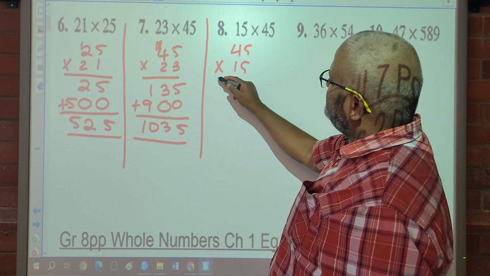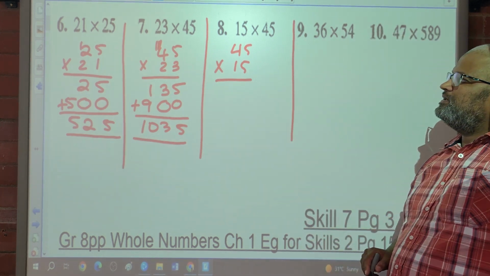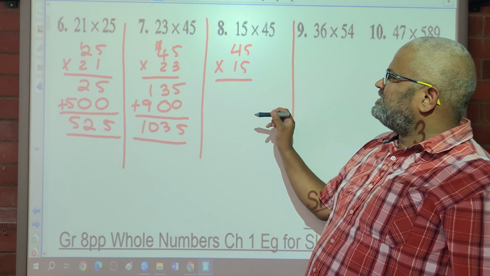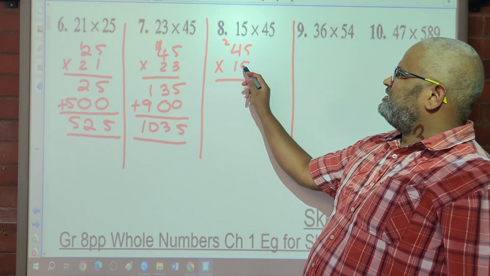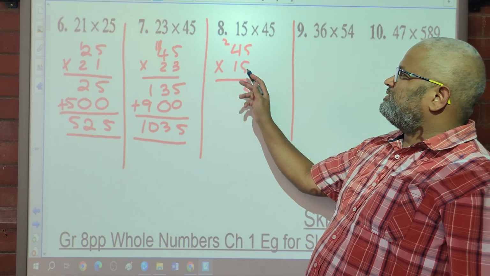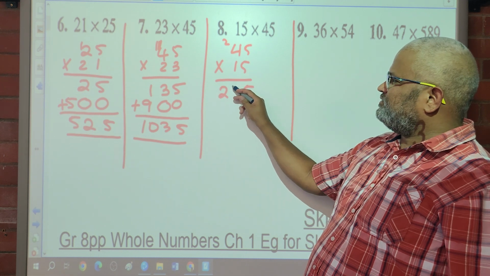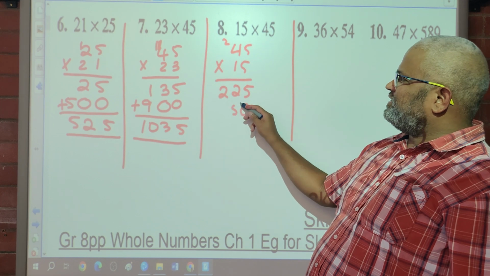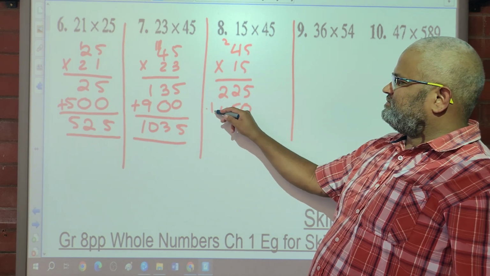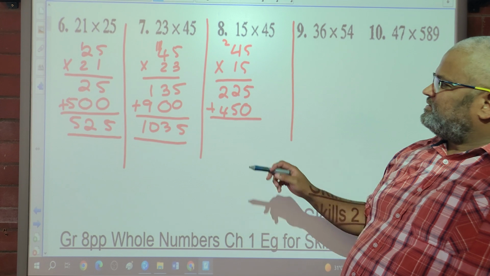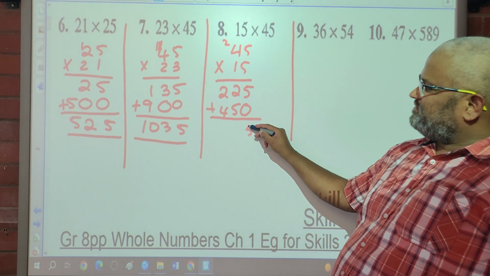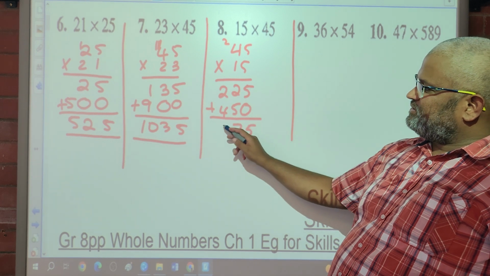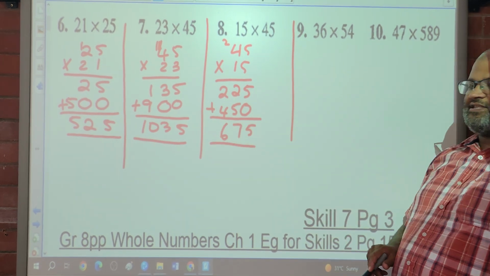45 multiplied by 25. So again, we're going with the unit digit. So 5 multiplied by 5 is 25. 5 multiplied by 4 is 20 plus 2 is 22. Then 2 multiplied by 5 is 10 and 2 multiplied by 4 is 8. 0 plus 5 is 5. 2 plus 2 plus 5. So it's 625.